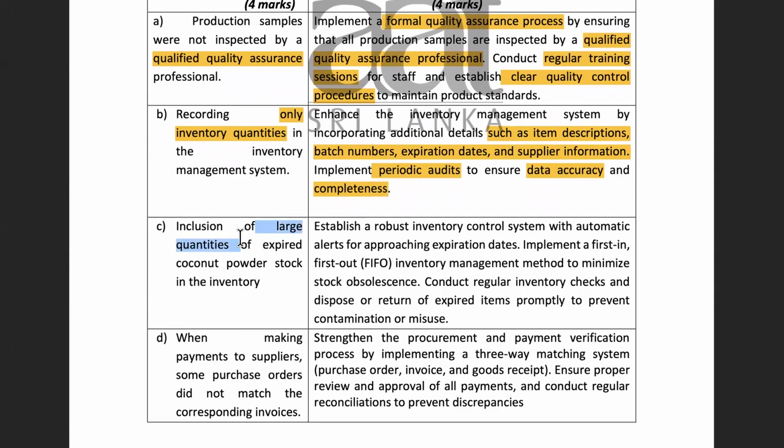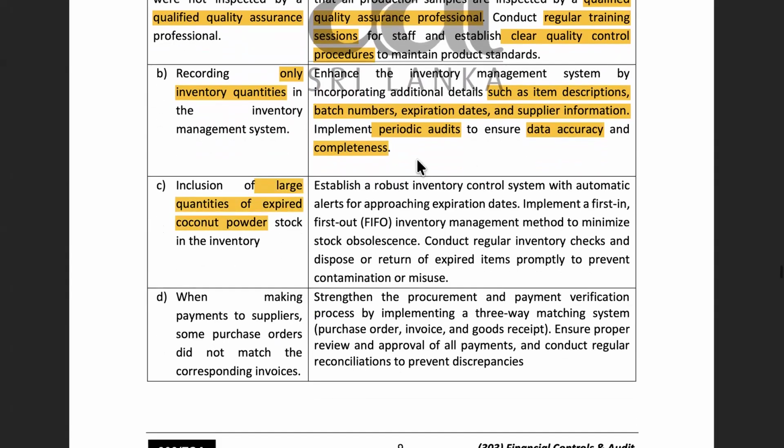Inclusion of large quantities of expired coconut powder stock in the inventory. That is a deficiency. So what can we do? Establish a robust inventory control system with automatic alerts for approaching expiration dates. Implement a first-in, first-out inventory management method to minimize stock obsolescence. First-in, first-out means whatever goods we received first, we have to issue first. So first in should go first out.